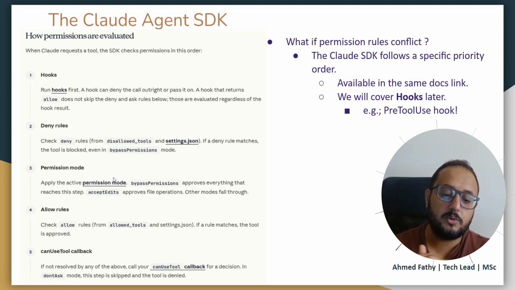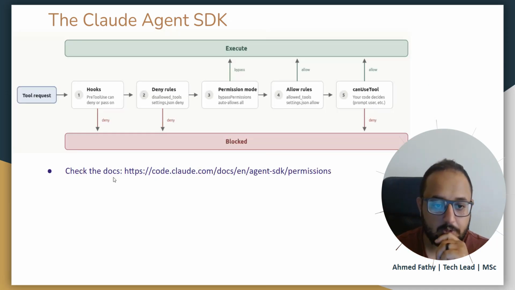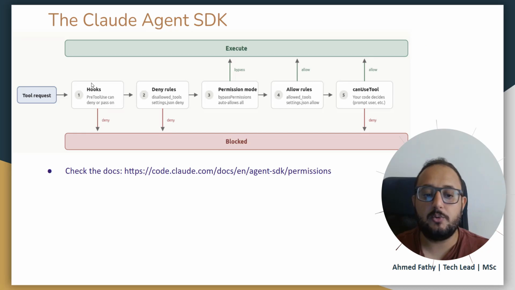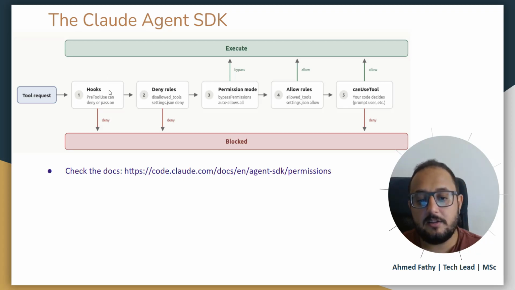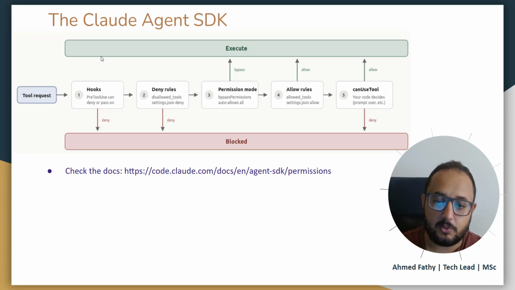In don't ask mode, this step is kept and the tool is denied. Okay, so this graph actually makes this simpler. You have a tool request. You first go into the hooks check, so you have pre-tool use, which can deny. If it denies, it just denies. But if it accepts, then you don't execute directly. You just pass into the deny rules.